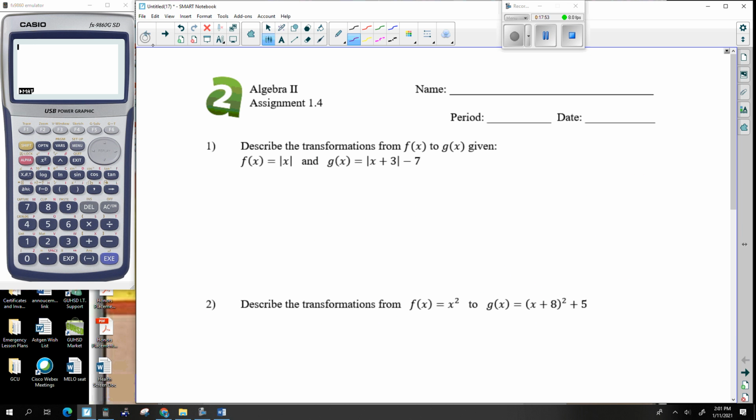Okay, let's go back here. Okay, here we go. Describe the transformations of the given. All right, so describe the transformations. So this x plus 3, the x's lie, but not the y. So this is going to be left 3, down 7.